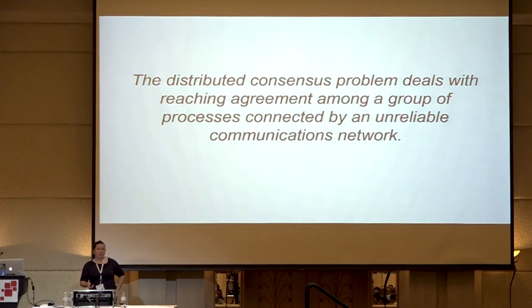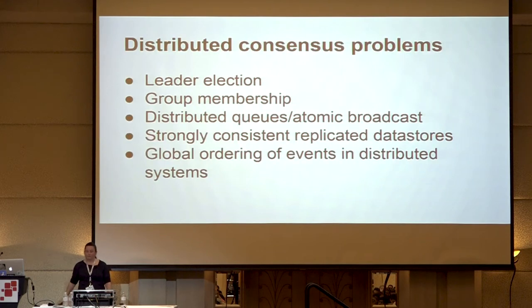So, the distributed consensus problem, if you were a computer scientist, you would say deals with reaching agreement among a group of processes connected by an unreliable communications network. And this is true. Basically, any time that you have more than one process that needs to agree on state, you need this. Just doing locking or state management on one single machine doesn't, but once you have processes connected by a network that you can't rely on, which is all networks, you have this problem.